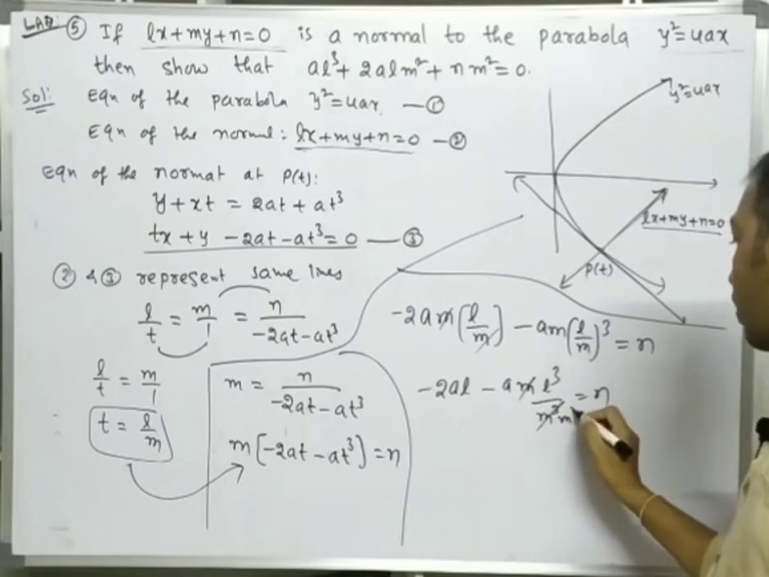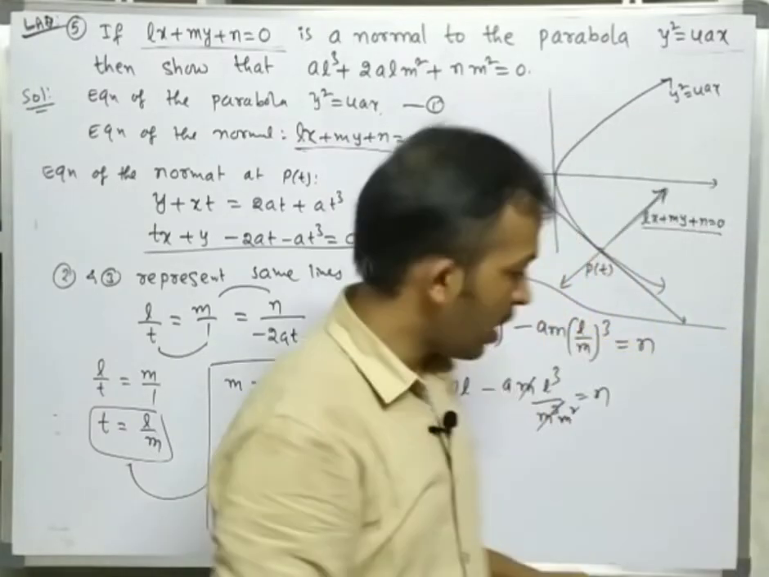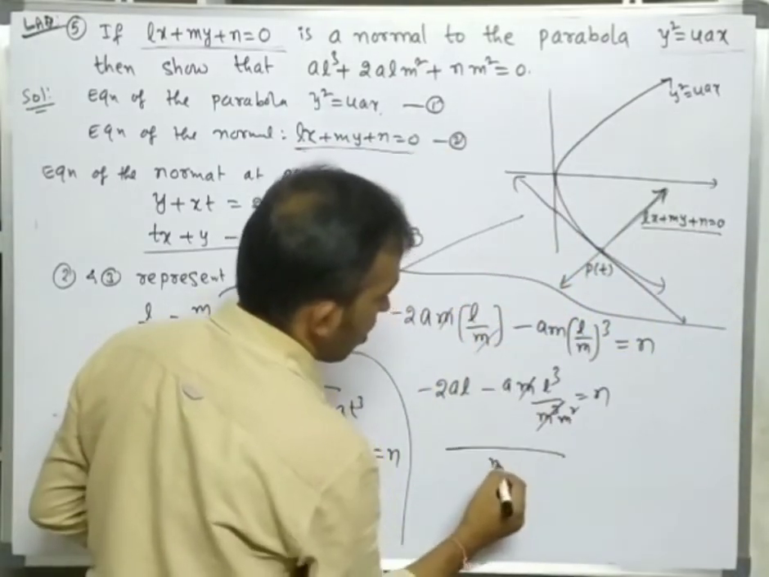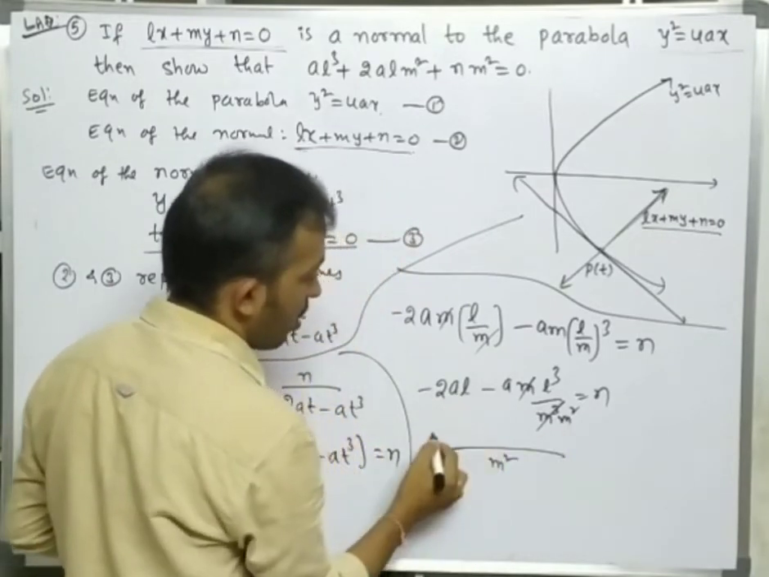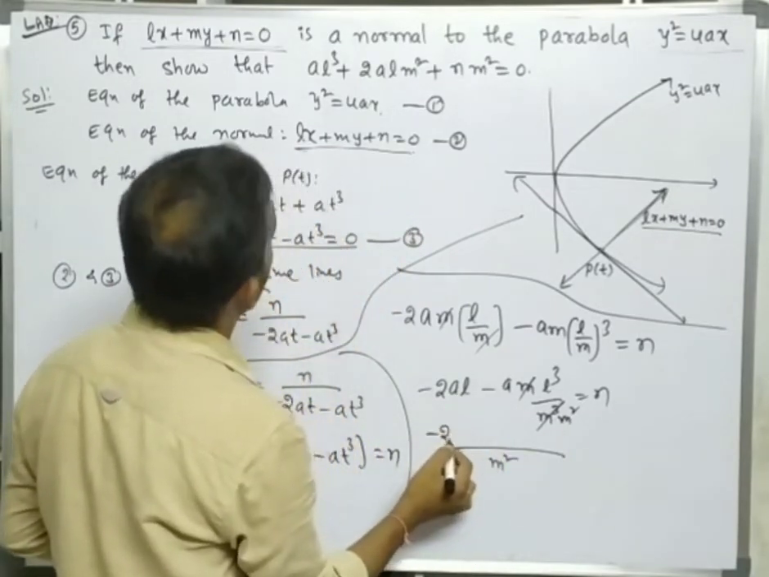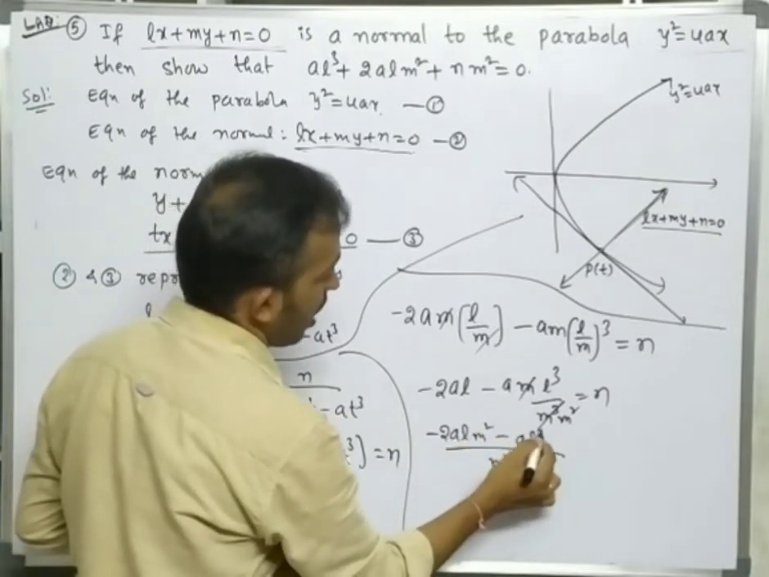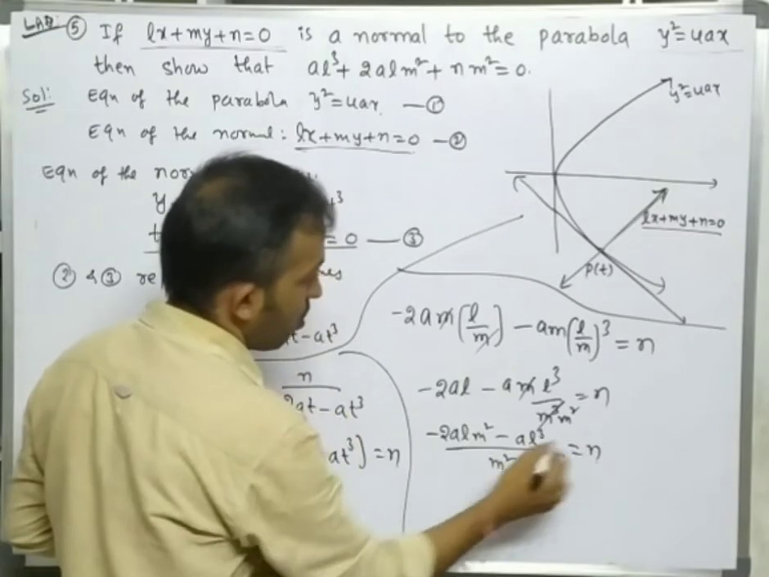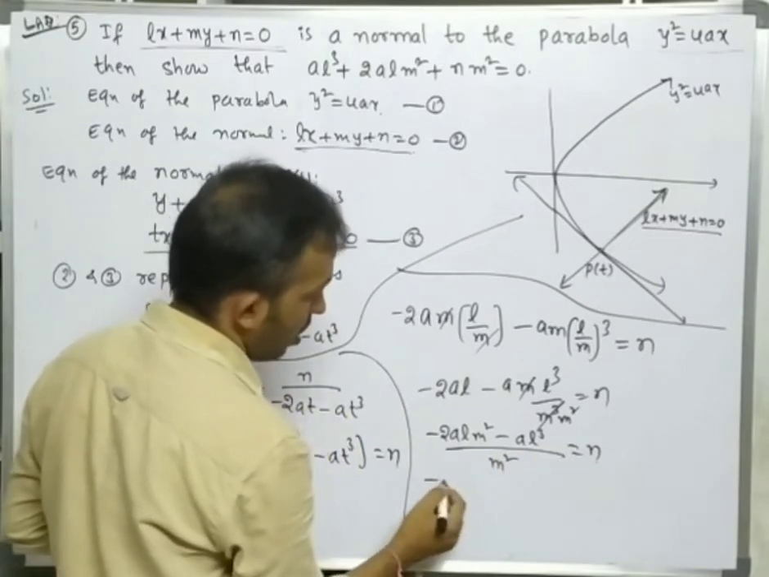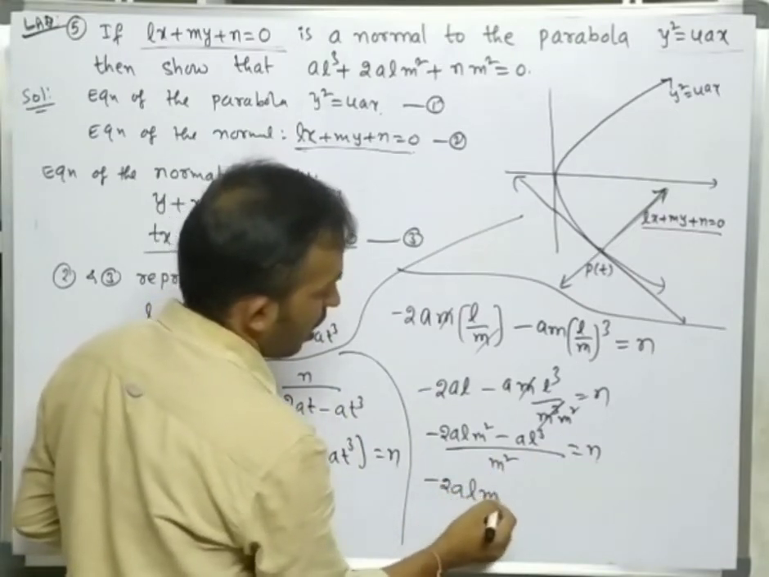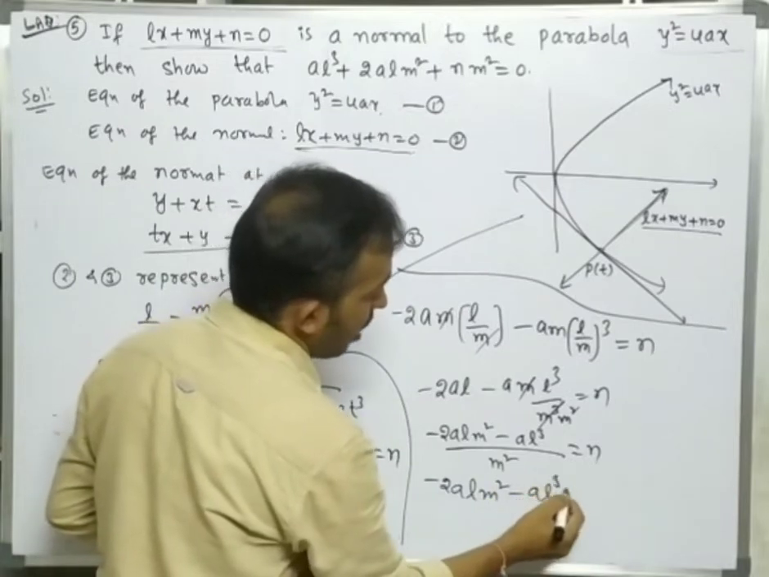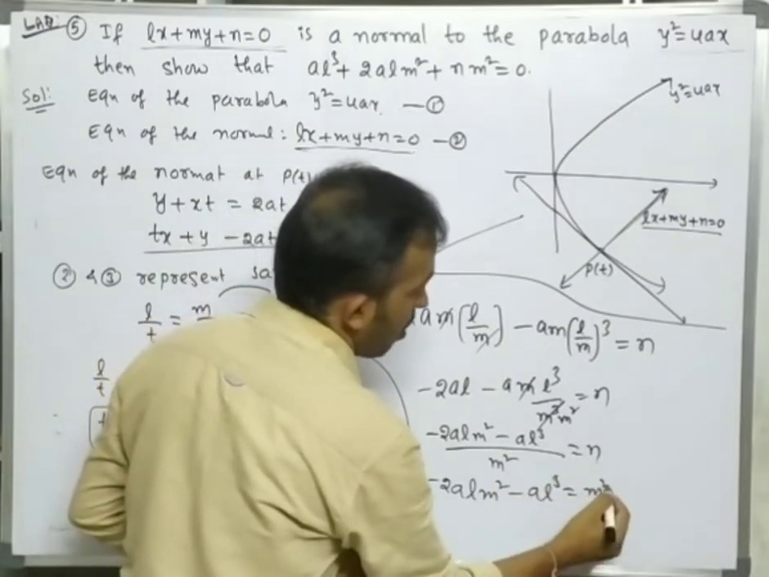One m gets cancelled, where m square is remaining. So take LCM. m square is the LCM. m square into minus 2a minus 2al m square minus al cube is equal to n. Do cross multiplication and rearrange the terms. Minus 2al m square minus al cube is equal to m square into n.